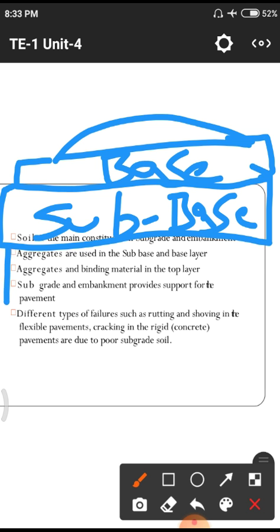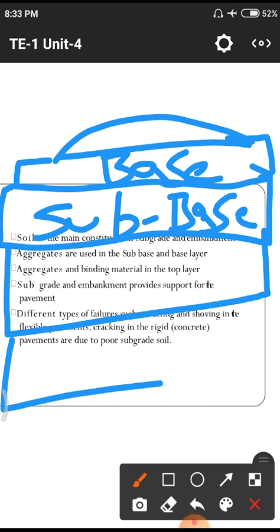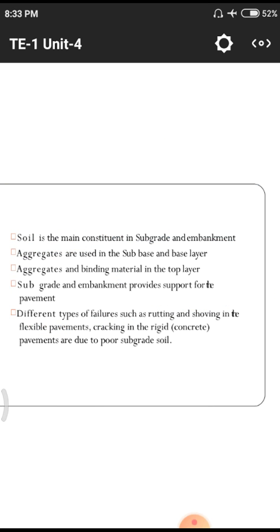Likewise we have different layers, layer by layer. There might be some number of layers. In the upcoming slides there will be diagrammatic representations. In those diagrams you will get a clear-cut idea: what is the total pavement, what is base, what is sub base, what is the shoulder, and what is the thickness of that particular pavement. All those things you have to observe on those slides.